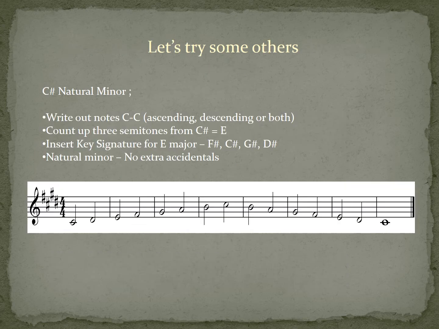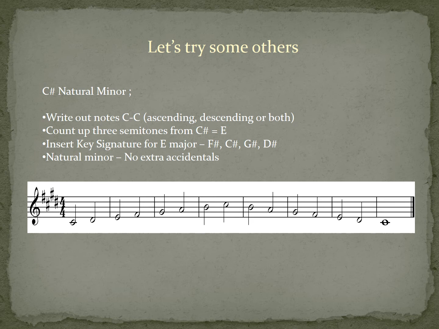So let's have a look at some other examples. C sharp natural minor. We write out the notes of C sharp to C sharp, both ascending and descending. You count up 3 semitones from C sharp. So when we go from C sharp up a minor third or 3 semitones, it becomes the note E.